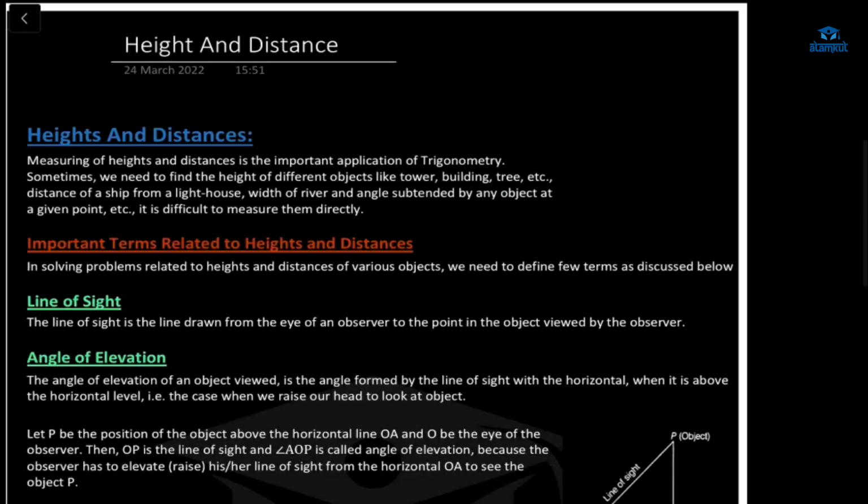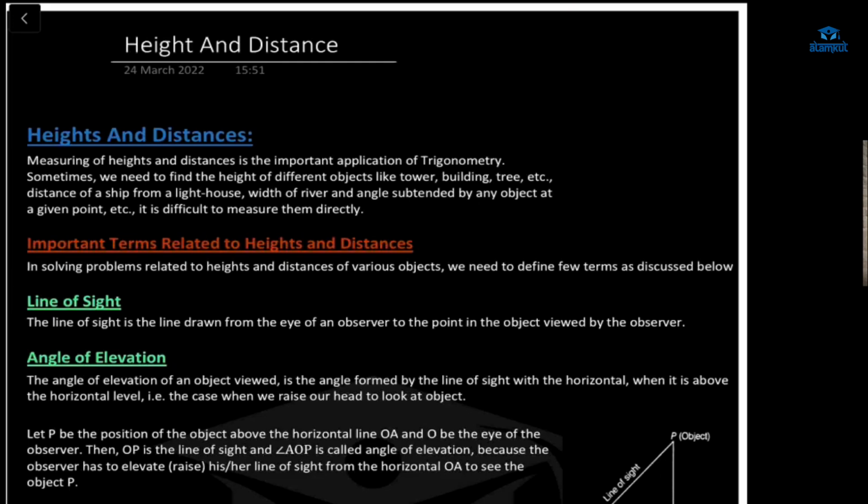Let's start. Today I am starting with height and distance. Height and distance is the main application of trigonometry: to measure the height of a tower, the height of a building, to find the angle of elevation, that is, at what angle you are watching the building, or similarly to find the height of a tree and so on.